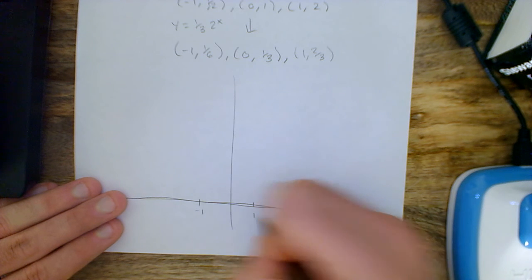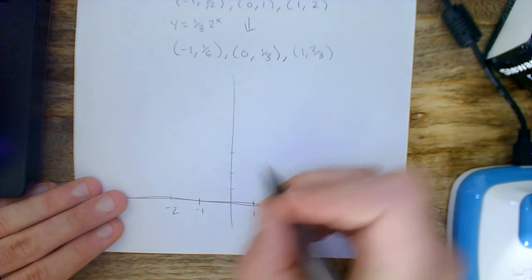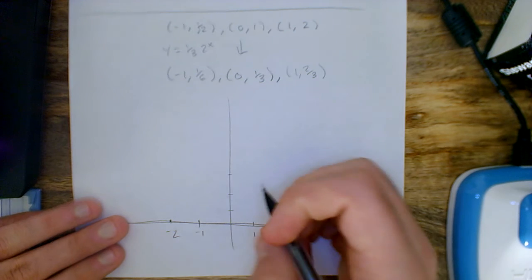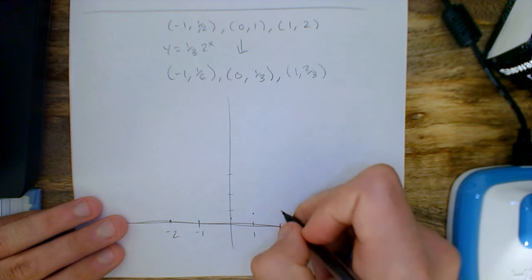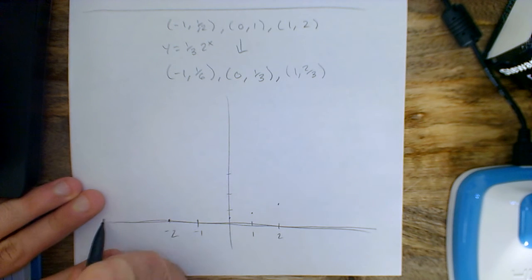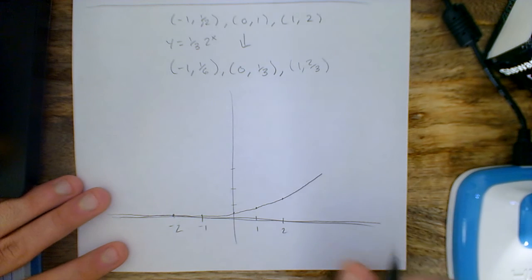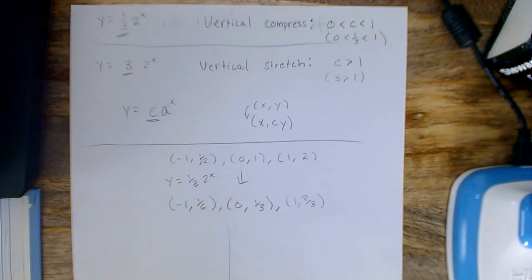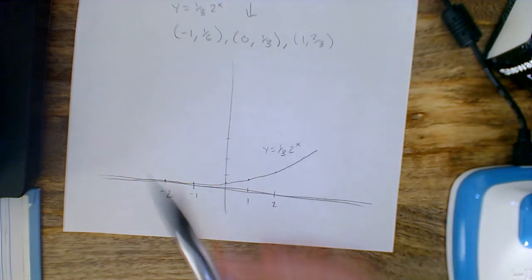Okay, so we have -1, 1, 2, -2. Down here we've got a sixth, and at -2 we would have a 12th, so even smaller. Then 0, 1/3, and 1, 2/3. And then we'd go up to 4/3 at 2. So it's still exponential, it's just growing smaller, or slower. So that's an example of vertical compressing and stretching. That one was a compression, but if you had done y equals 3 times 2 to the x, instead of multiplying each of these y values by 1/3, we would be multiplying by 3, and this graph would be a lot bigger.